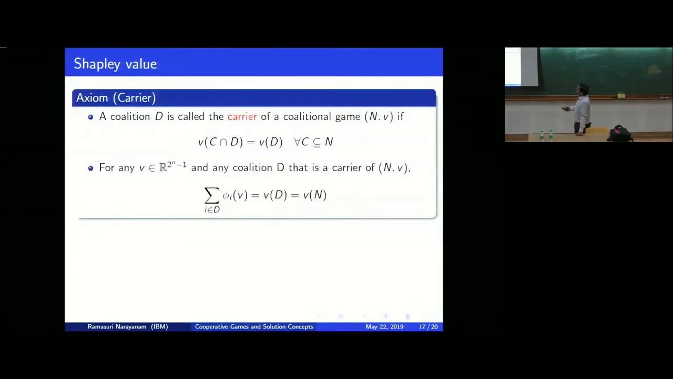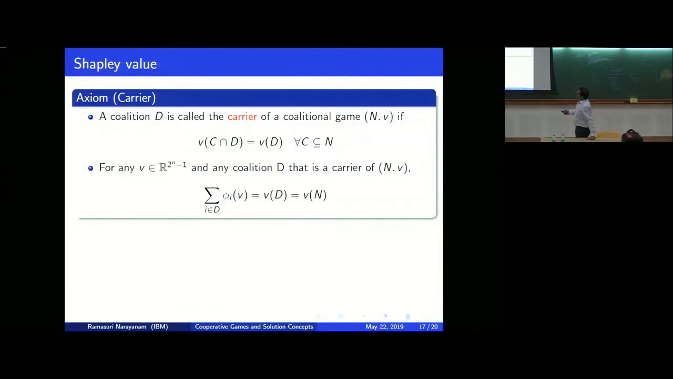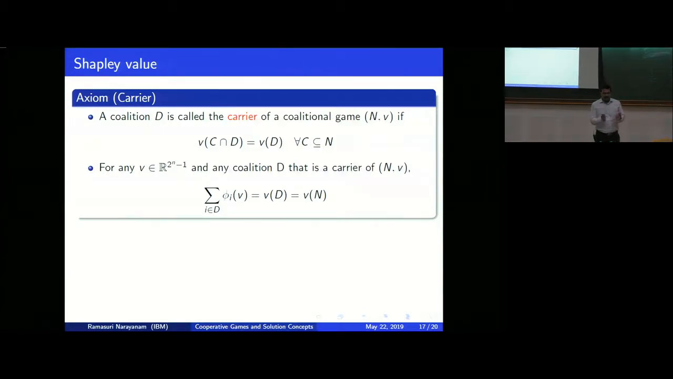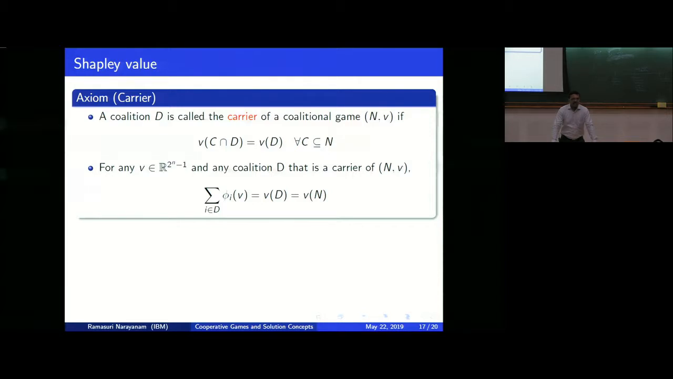The third one is the carrier axiom. Just to give you the intuition of what the carrier axiom means, consider there are n players. Out of n players, only some subset of them are really useful in terms of deriving value for the entire grand coalition, whereas some other subset of players are dummy. Dummy in the sense that their presence in the system is of no use. Whether they are present or not doesn't matter. They are called dummy players.